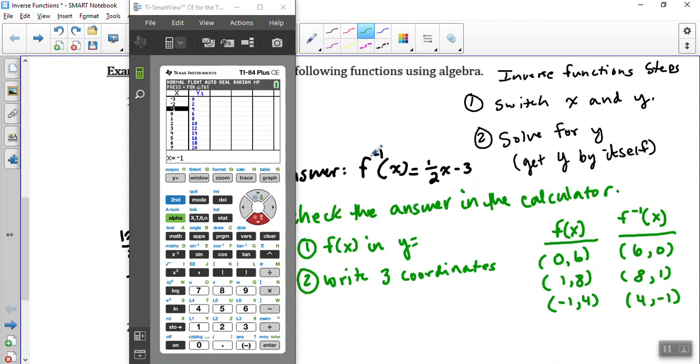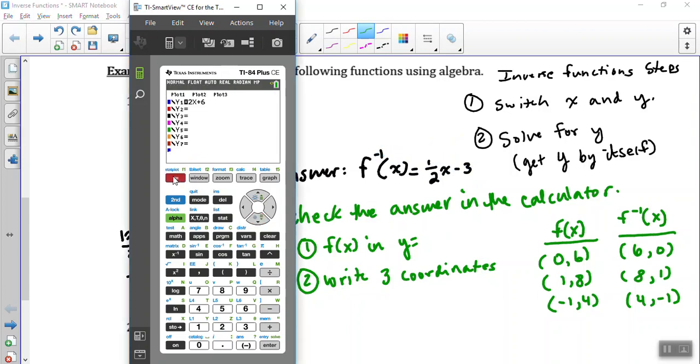So here's what I found for my inverse. My inverse function is 1/2 x minus 3. So I'm going to go to my y equals, clear out the f of x, and put it in my inverse. So 1/2 x, y equals 1. I just like to have a little fraction bar. So you have 1 over 2 x minus 3. Okay, I'm going to go to my table. So I'm going to go to second table, and I'm going to look here for my switched coordinates.